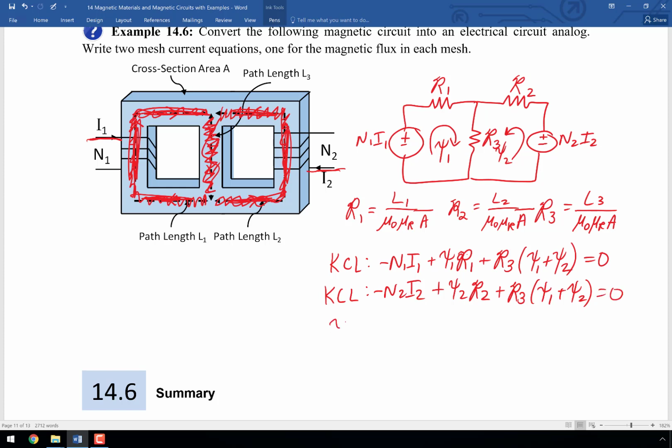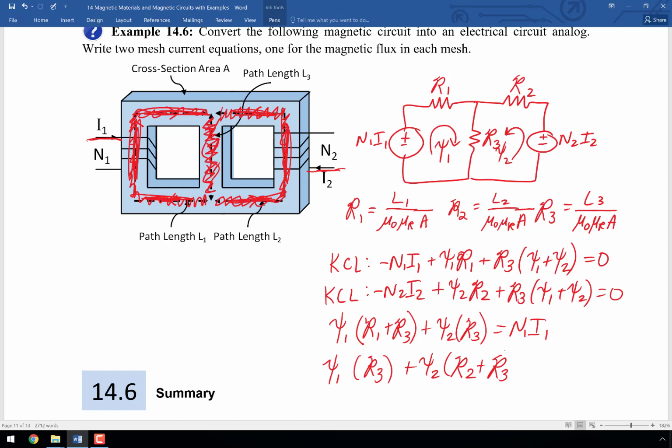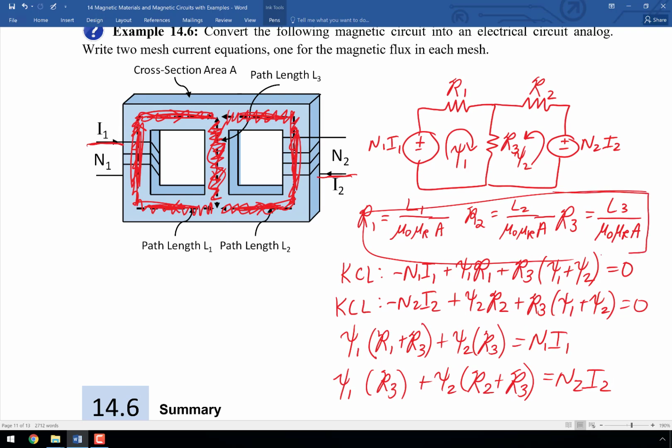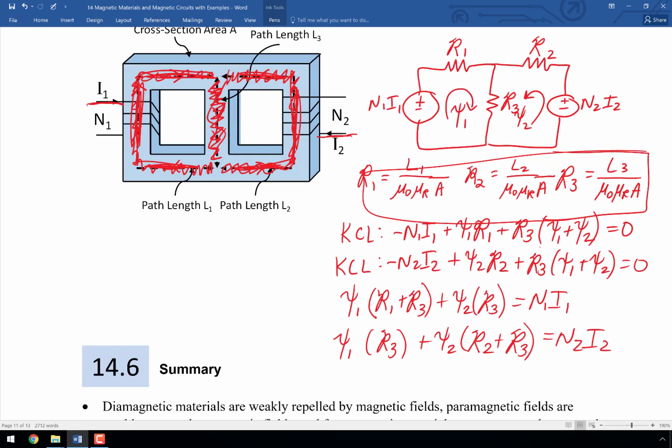I can rewrite these equations in a more standard format. Psi 1 times R1 plus R3 plus psi 2 times R3 is equal to N1 I1, and psi 1 times R3 plus psi 2 times R2 plus R3 is equal to N2 I2. And if we knew the values of R1, R2, and R3, which we could calculate from right here, and we knew N1 and I1 and N2 and I2, these would actually be numerical equations, and we could then solve these equations for psi 1 and psi 2, and then we could calculate the magnetic flux flowing around the left side, around the right side, and down the middle branch.